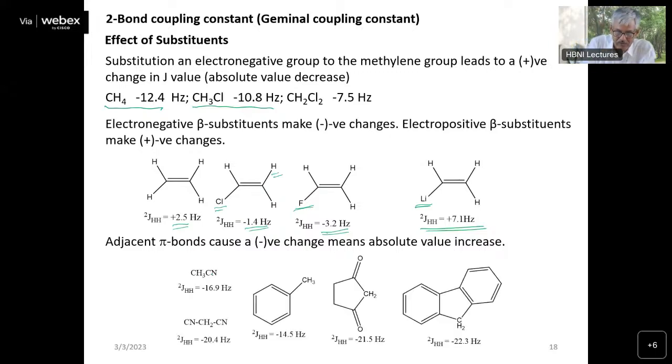Acetonitrile has only one pi bond, that is minus 16.9. But if you take malononitrile, there are two pi bonds. See, now that has become more negative. You can see this in the case of toluene, the methyl: it was minus 12.4, it has now become minus 14.5. Similarly, these are examples that are self-explanatory.